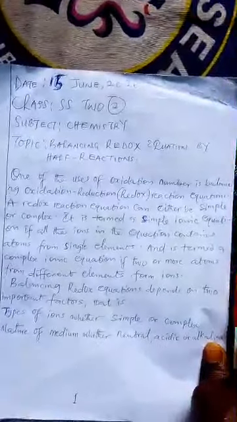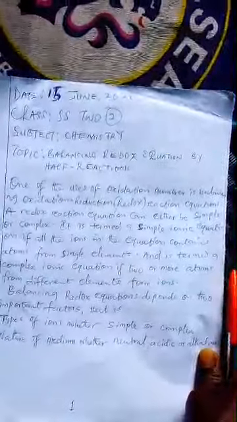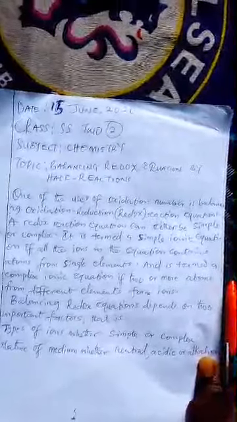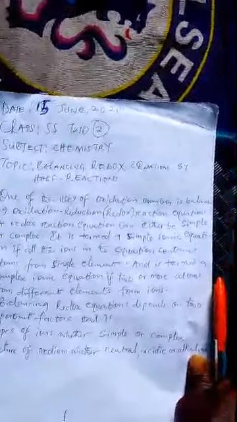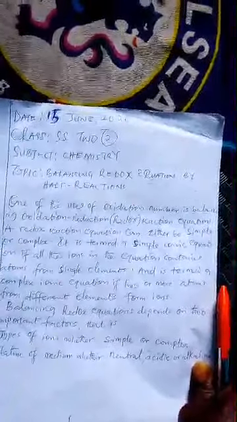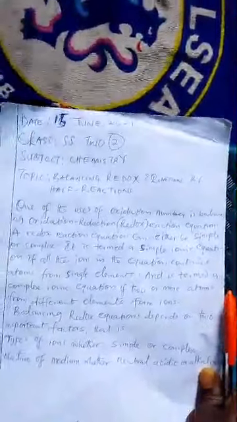Having discussed oxidation and reduction, that is redox reactions, we are able to discuss oxidation and reduction in terms of addition of oxygen and removal of oxygen, in terms of removal of hydrogen and addition of hydrogen, in terms of electron transfer, and in terms of oxidation number. We're able to identify the oxidizing agent, the reducing agent, the oxidized, and the reduced.